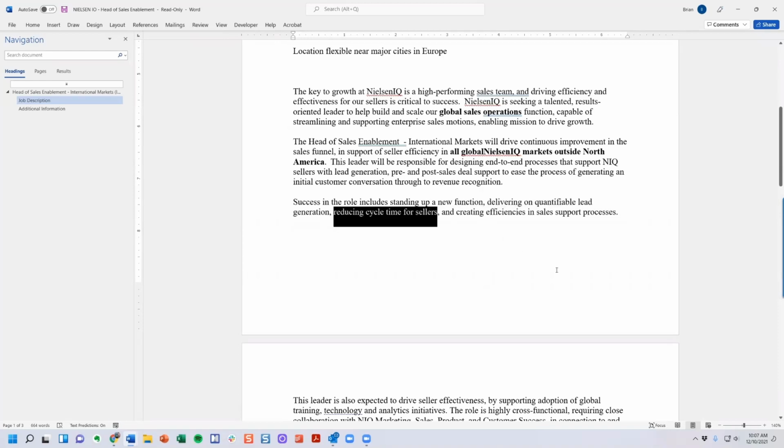Reducing cycle time for sellers. What does that mean? Well, what that means is deal velocity. From the initial contact to the close, what is that cycle time? Cycle time, you can think of it as how fast they sell, how fast they close. From the initial meeting till they close it. And you want to explore that. What's currently happening now? Does it take 12 months to close a deal? Does it take 3 weeks? What is this current cycle time?